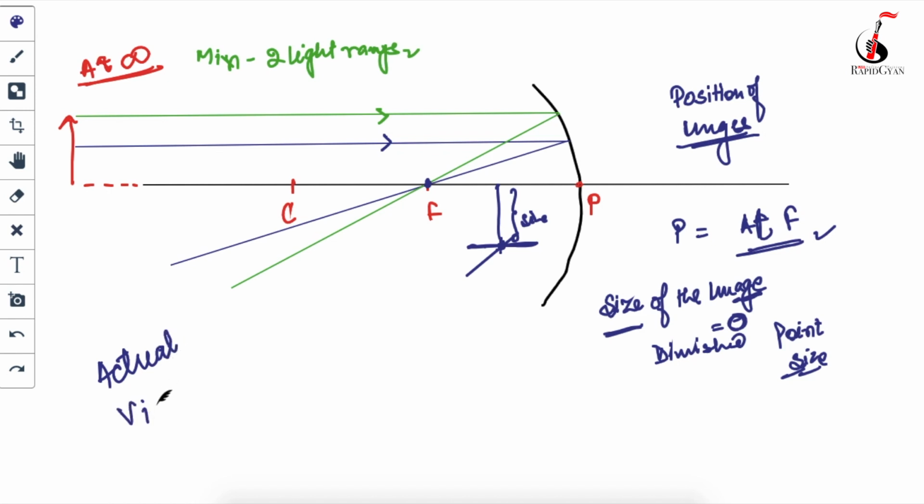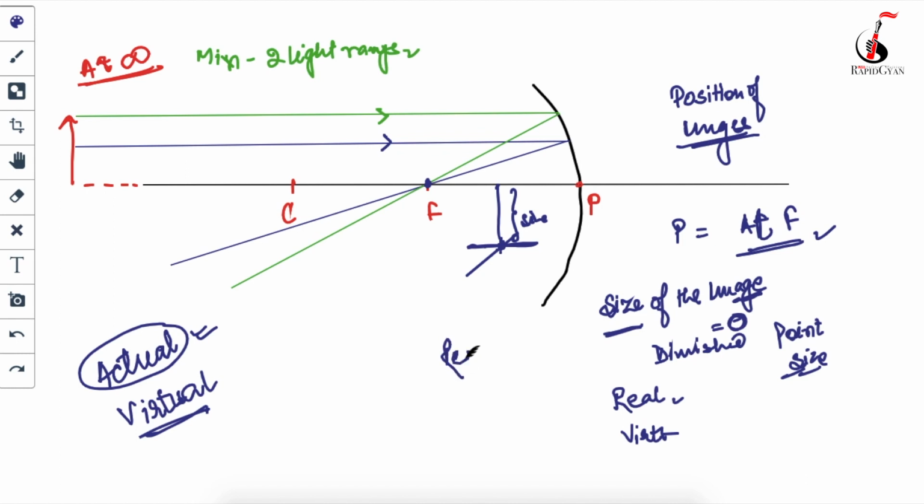When two light rays intersect each other actually, in this case a real image is formed. But if they are not actually intersecting each other, then a virtual image is formed. Just remember this: real and virtual. In this case, you are seeing that the light rays are intersecting each other in actuality. So what will the image be? The image will be a real image.